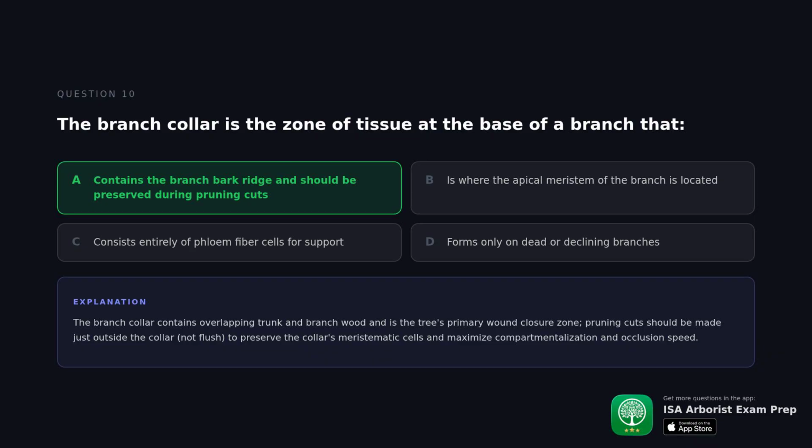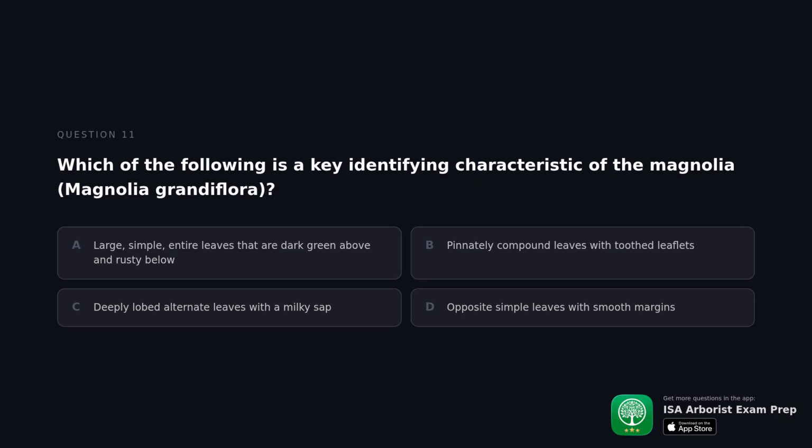and occlusion speed. Which of the following is a key identifying characteristic of Magnolia grandiflora? A. Large, simple, entire leaves that are dark green above and rusty below. B. Pinnately compound leaves with toothed leaflets. C. Deeply lobed alternate leaves with a milky sap. D. Opposite simple leaves with smooth margins.